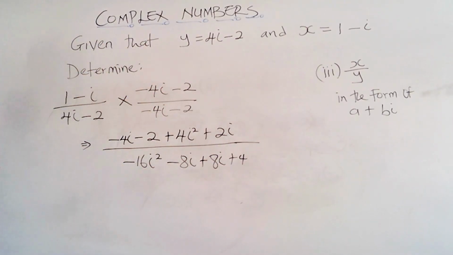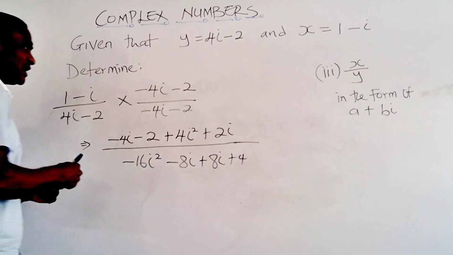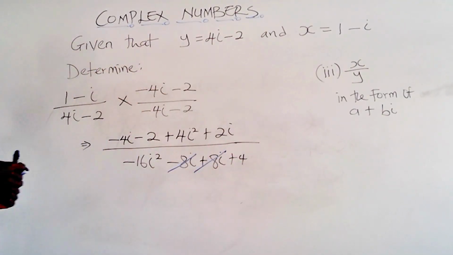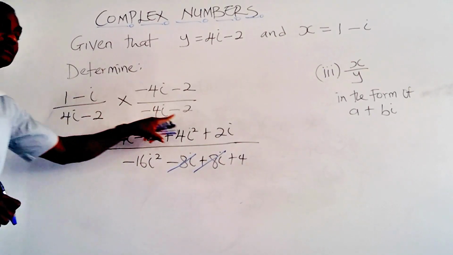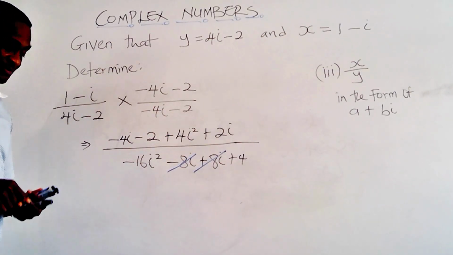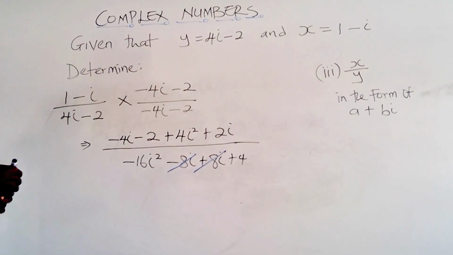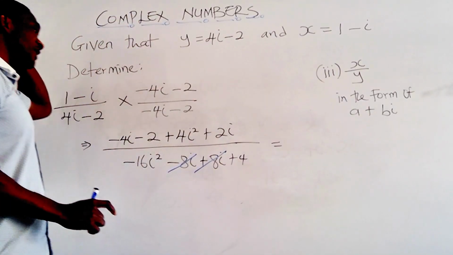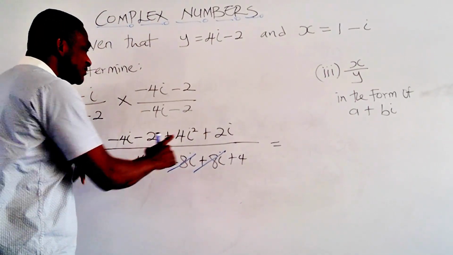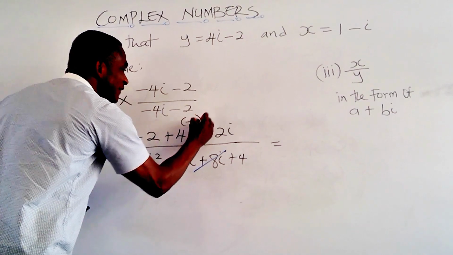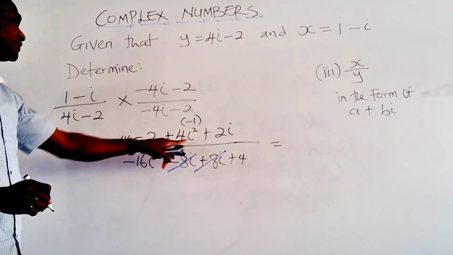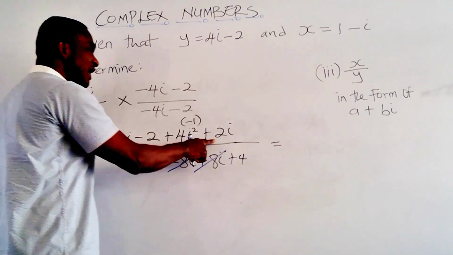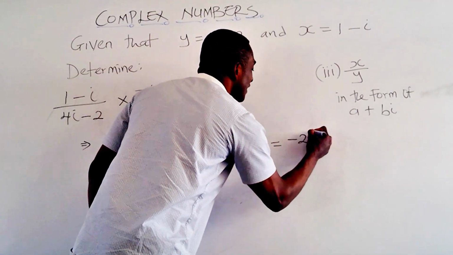Now, if we look at this, you see that we have like terms here. When we are simplifying, minus 8i cancels out plus 8i. This is like taking the difference of 2 squares for the denominator. Now let's simplify the numerator. Remember, we want the answer in the form a plus bi. So let's collect like terms. Negative 4i plus 2i will give me negative 2i.